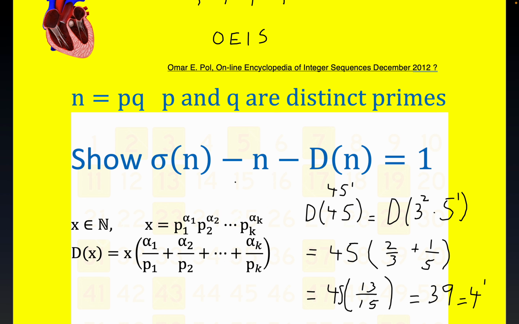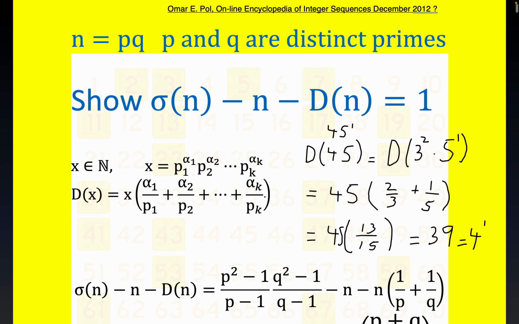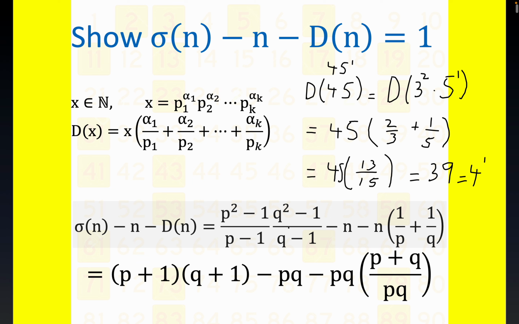Now let's get into what we were trying to prove here. This fella here wanted to show that the sum of the proper divisors of any integer minus the arithmetic derivative is always equal to 1. Okay, so let's get busy on that. And again, this is all fairly routine stuff right here.